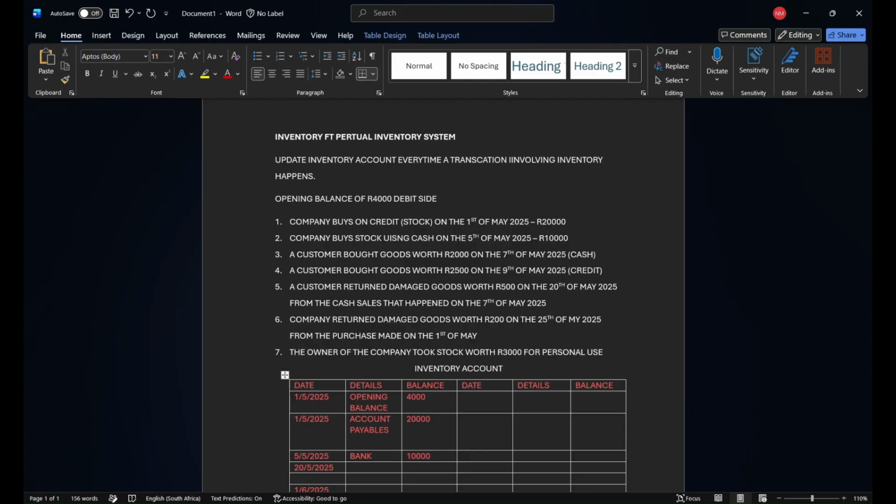The third transaction tells you that a customer bought goods that are worth 2,000 on the 7th of May on cash. Cash is entering the company's bank, but inventory is decreasing because they are buying. When a customer buys inventory, the inventory decreases. So under date, you're going to have the 7th of May, 2025. Under details, you're going to have cost of sales, and then under balance, 2,000 rand.